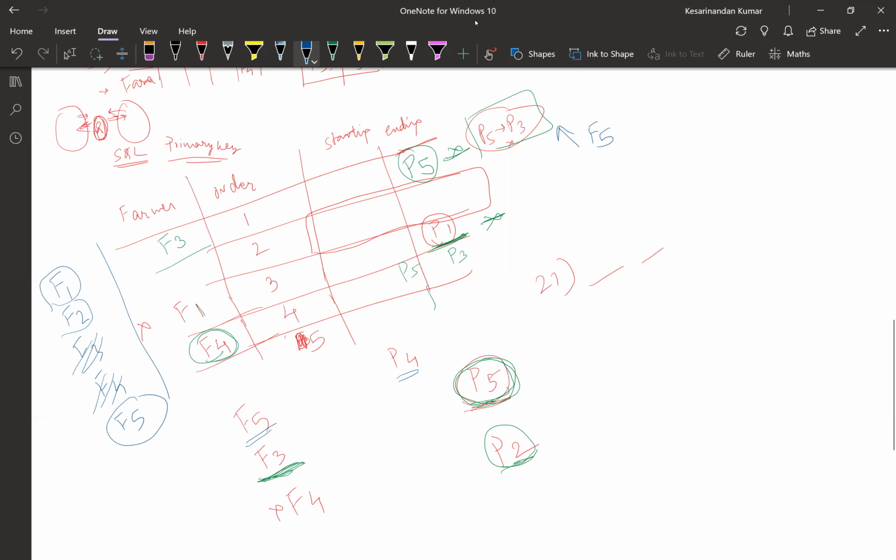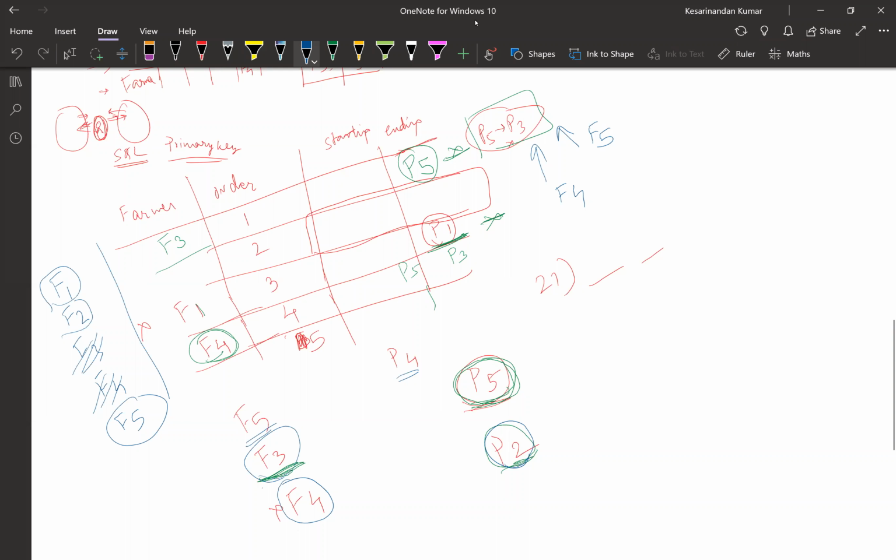And we have F3, sorry, F3 is already done. F4's ending position is not P2. So F4 can be a potential candidate. F4 can be a potential candidate for P5 to P3. Any other hint that we can garner from this?